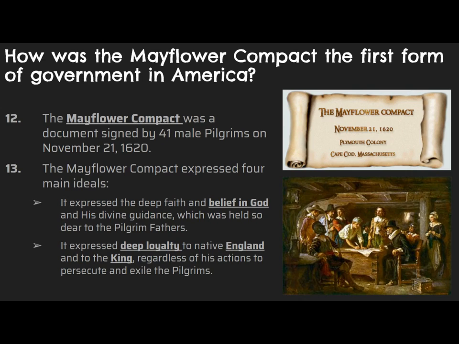So this Mayflower Compact expresses four main ideas. Number one, it expresses that they have a deep faith and a belief in God. So they have this strong religious background. They depend highly on God's guidance, his divine guidance it mentions here, which was held so dear to the Pilgrim Fathers. So there is a strong correlation here between the first kind of government that's being created, the first government document, and religion. It also expresses a deep loyalty to native England and the king. So they're saying we are still English. We still care about England, but we're separate because we believe in our religion so profoundly.